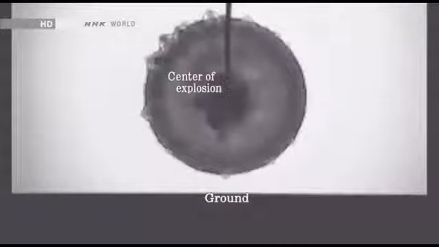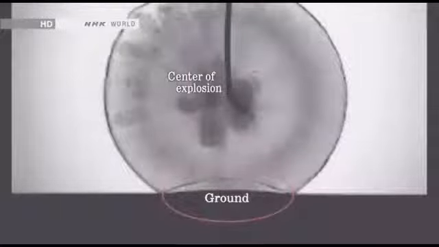We filmed that movement using a special device that can detect invisible flows of air. Here's how the blast expands from the center of the explosion. When the blast wave strikes the Earth, it is reflected upward to form a second, dome-shaped shockwave.